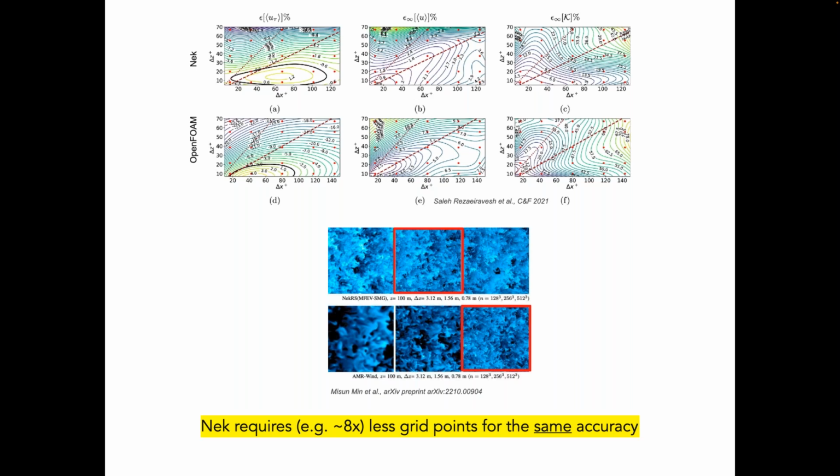Obviously, it depends on the quantity of interest, so the 8 is not a universal factor. It all depends on what you're interested in at the end of the day. But here, these are basically mean quantities. If we start to look into high order statistics, you may see even more than a 16x.